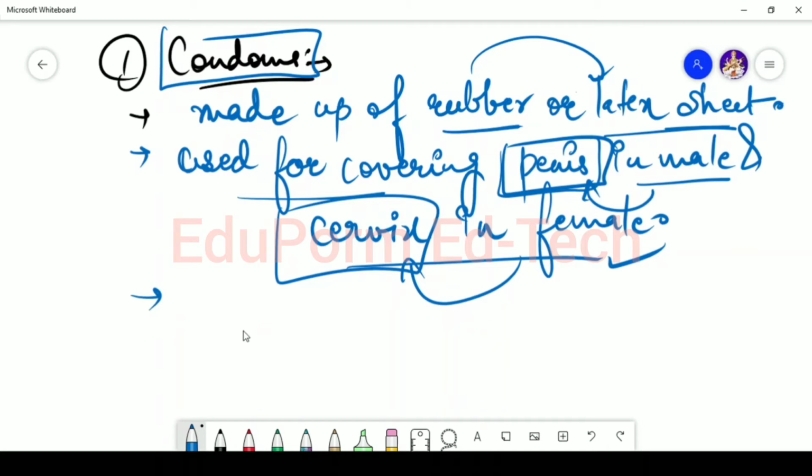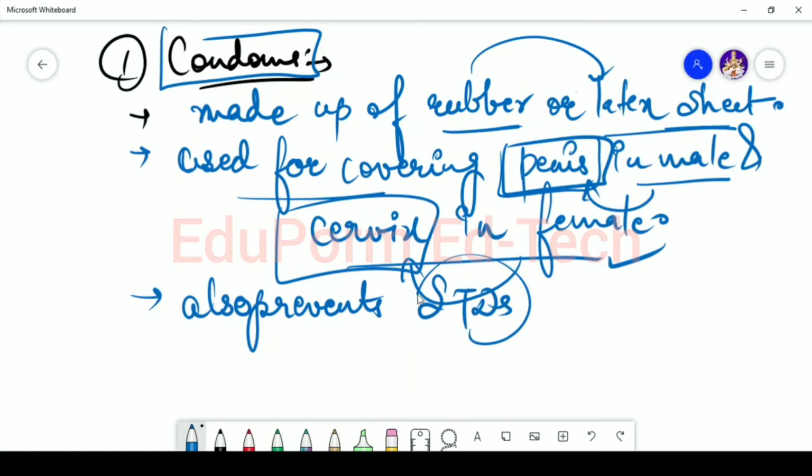Okay, now it not only acts as a birth control method, but it also prevents STDs, the sexually transmitted diseases, like AIDS, or you can say gonorrhea. All of these are STDs. So it also prevents STDs.